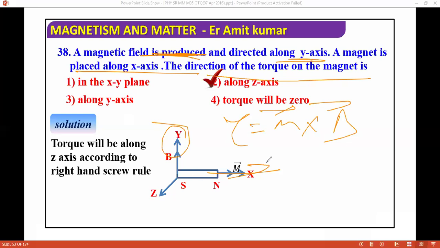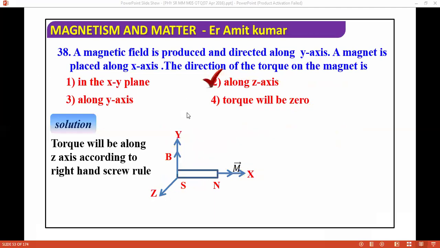So you see this is the direction of magnetic field and magnetic moment. This is the direction of magnetic field. So the torque will be in the z direction. So you know the concept and you will solve this question. Otherwise, it is very difficult for you to solve the question. Next question, we're moving ahead.